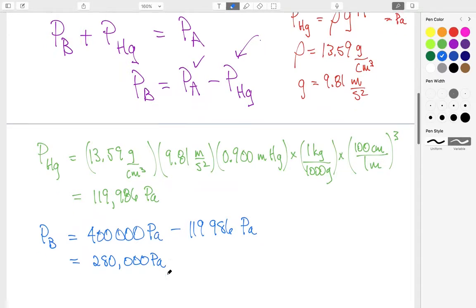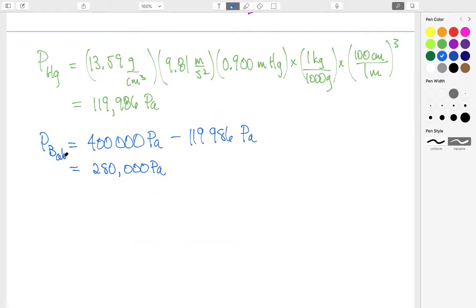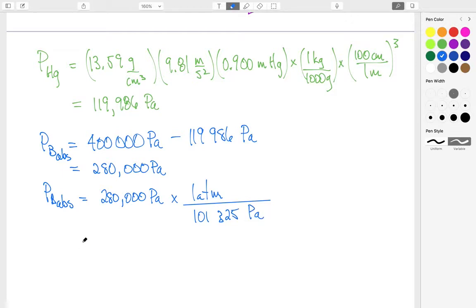So in atmospheres, this is P_B absolute. P_B absolute is 280,000 pascals times 1 atmosphere per 101,325 pascals, and that works out to about 2.76, or 2.8 atmospheres. Now remember, that's absolute.